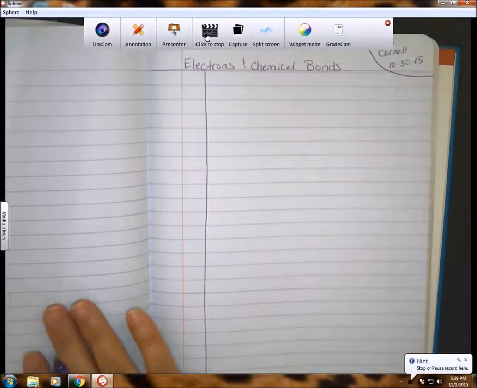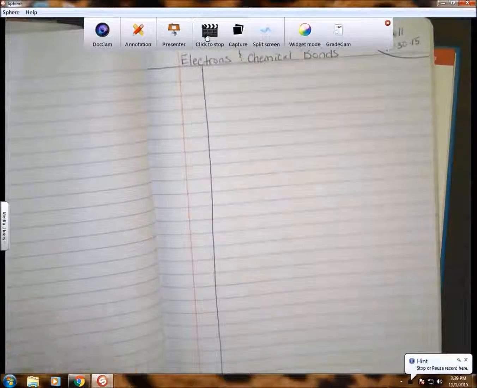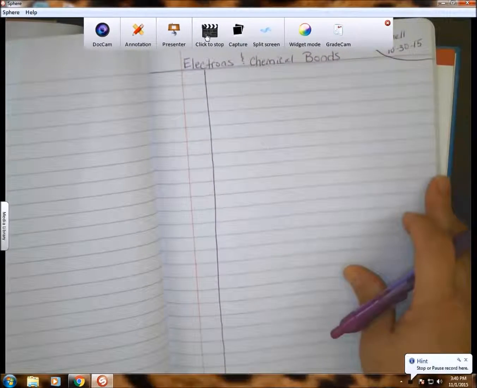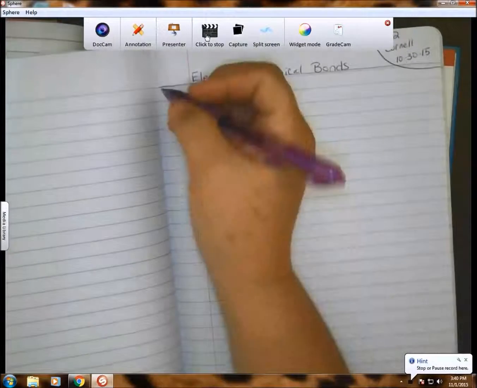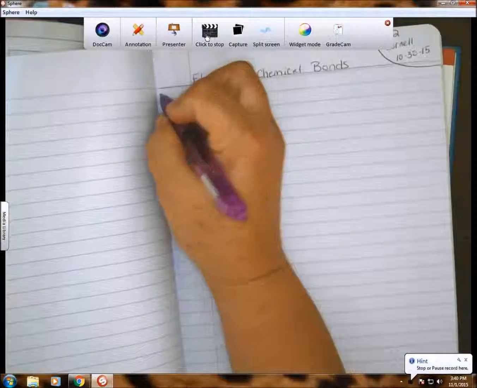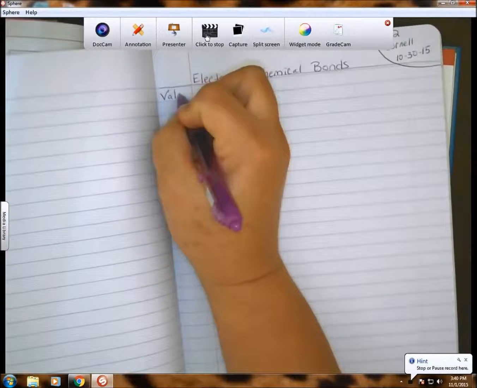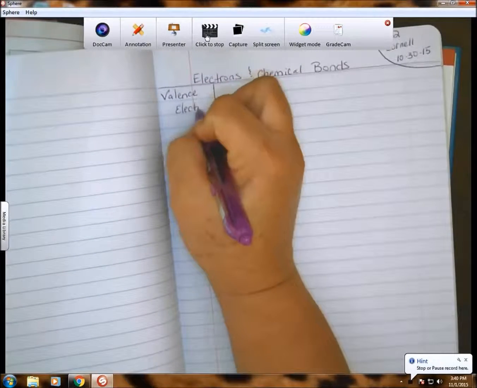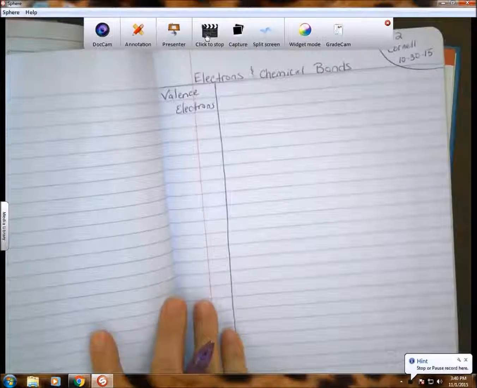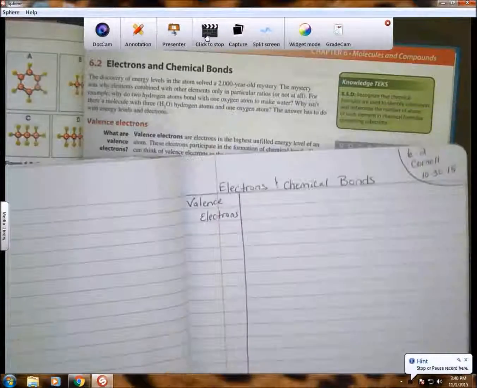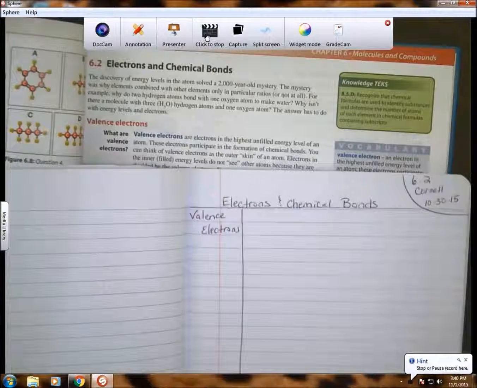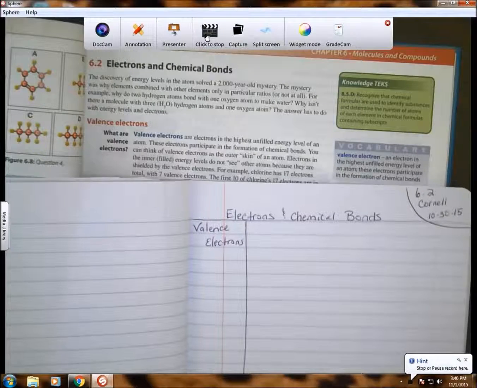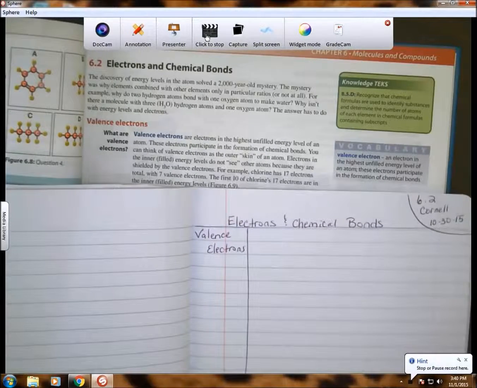Okay, we're back. So I made a mess and I've cleaned it up. At this point, we're going to start taking some Cornell notes. And I think our key word should be valence electrons. So I'm going to write valence electrons as our key word. And it said here that the valence electrons, even in the vocabulary here, it says an electron in the highest unfulfilled energy level of an atom. These electrons participate in the formation of chemical bonds.